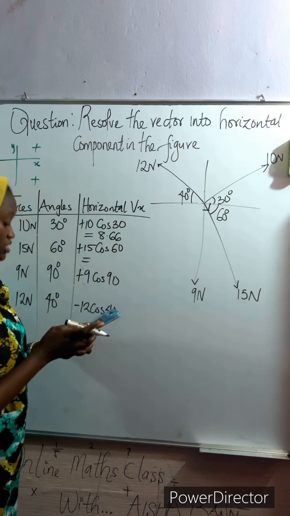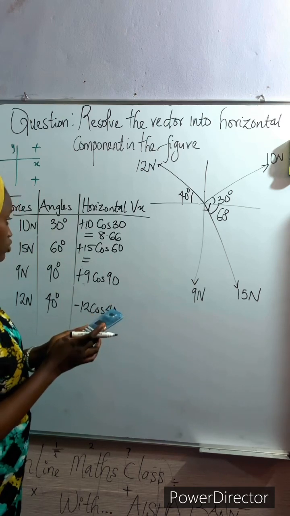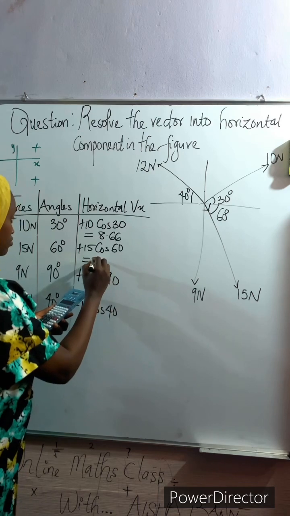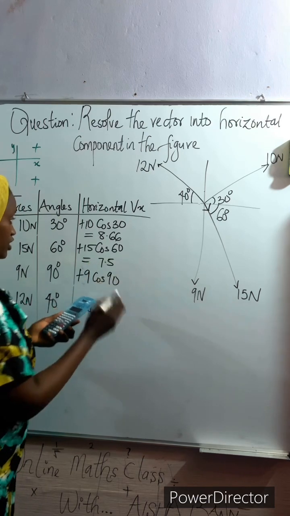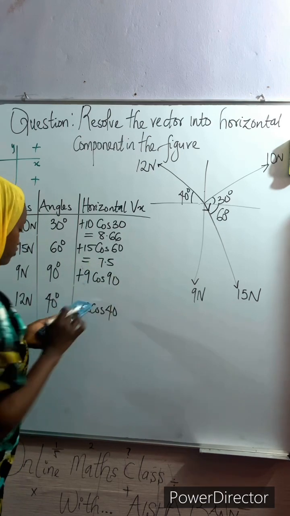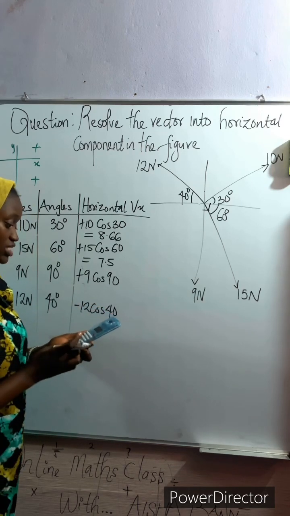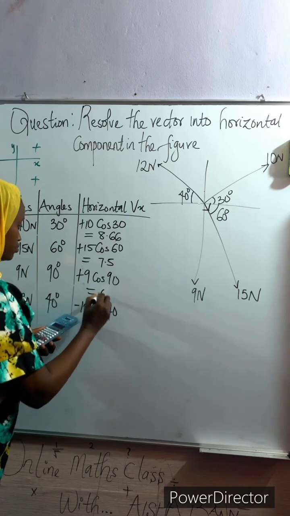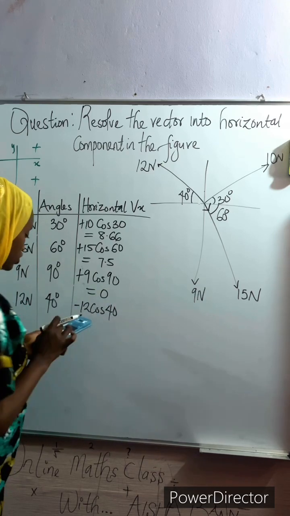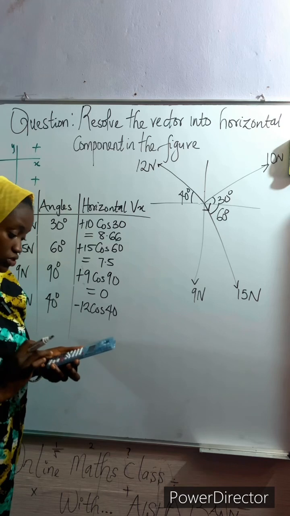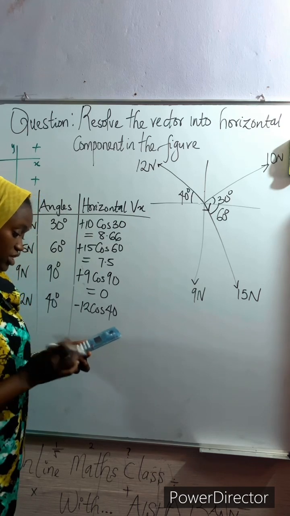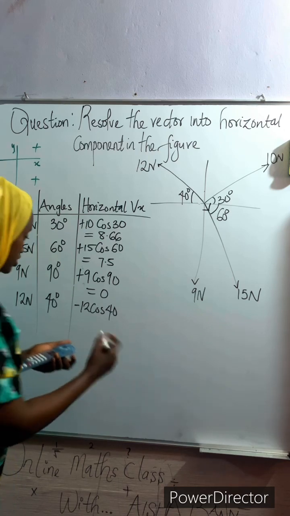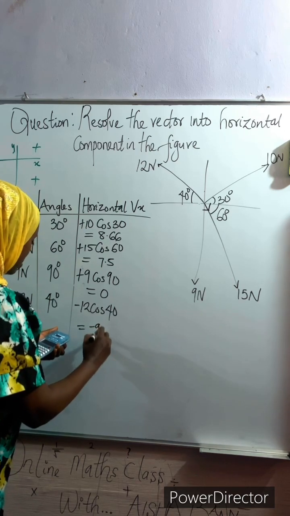Moving on to the next one, we punch cos 60 from the calculator and then multiply by positive 15. And this gives me 7.5. Moving on, here we have cos 90. We punch cos 90 on the calculator and multiply by 9, and this gives us 0. And the last one, which is cos 40, we punch cos 40 on the calculator as well, multiplied by the negative 12. So this gives us minus 9.19.